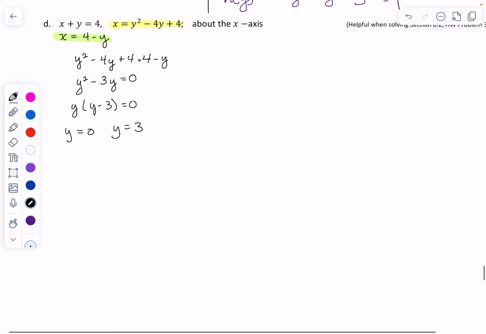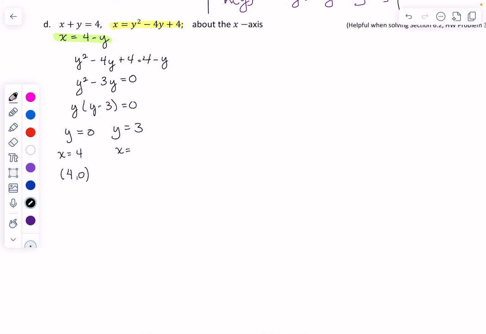I'm going to say that when y equals 0, x equals 4 minus 0, which is just 4. So I have a point. That's 4, 0. Be really careful when you do those, because it's really easy to write them backwards on the ordered pairs. And then when y equals 3, x equals 4 minus 3, so it's going to equal 1. So I'm going to have a point at 1, 3. Again, really careful on how we write it out.